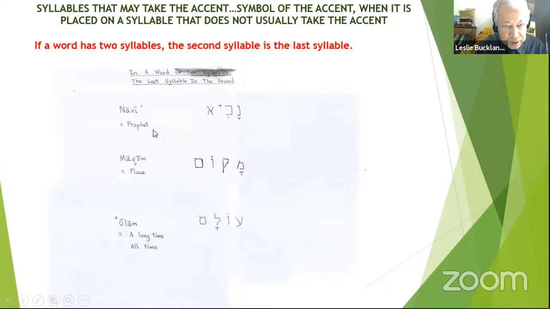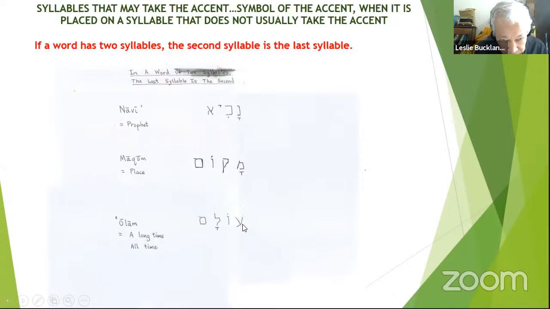Now, nav means prophet. Another two-syllable word is makom. Mem, kames, kof, kolem, mem. Makom, which means place. Ma is one syllable. Kom is the second syllable. It is also the last syllable. Notice again, there is no accent that is placed on this syllable because that is where the accent normally is placed. So there is no need to put a mark representing the accent there.